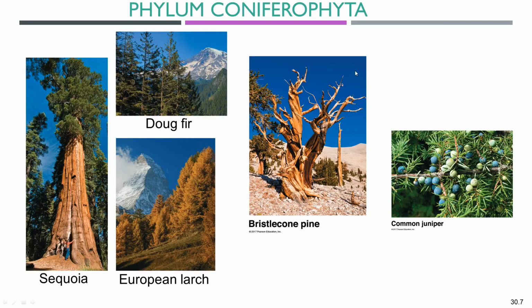And you have the oldest living organism, or so they think, here in the state of California. So pretty cool facts. And then the last one that they're showing you here in figure 30.7 is the common juniper. Again, you can see those needle-shaped leaves there.